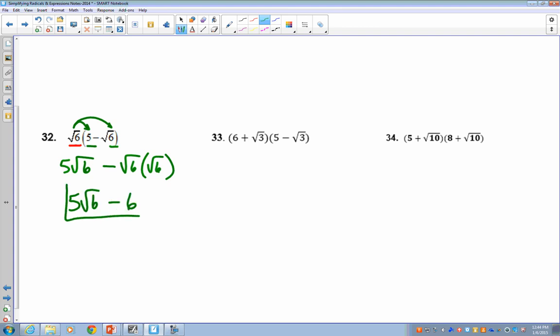And this is a simplified answer, because we saw in adding and subtracting that you can only add if they have like terms, which means the same radicand. This only has one radicand of 6, and the other one does not. So we are done on here.